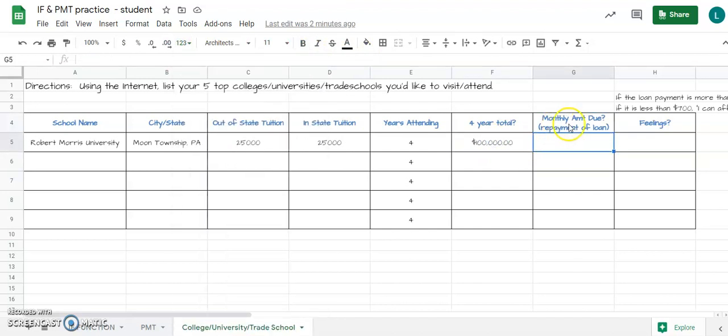Now I want to figure out how much I would owe back, meaning how much my payment would be when I go to start to pay back my loan. But some things are missing here. So if I use that PMT function, I need to have the rate available, which I don't. So let's type rate up here.